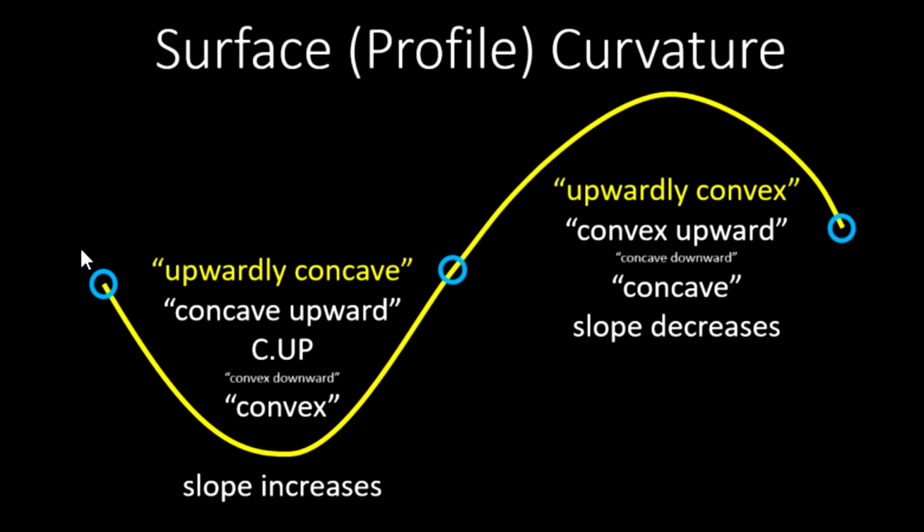So we also think of this as areas in which slope increases, whereas we have in this case an upwardly convex shape. So this is where slope decreases. So think of it sort of like a roller coaster.